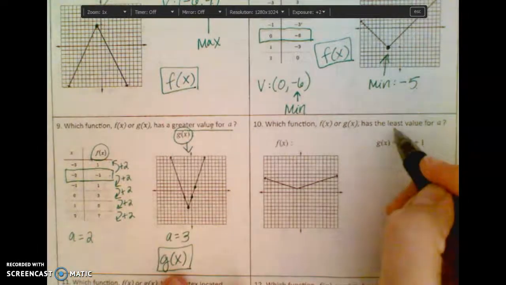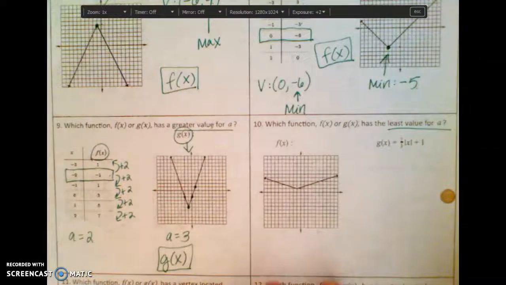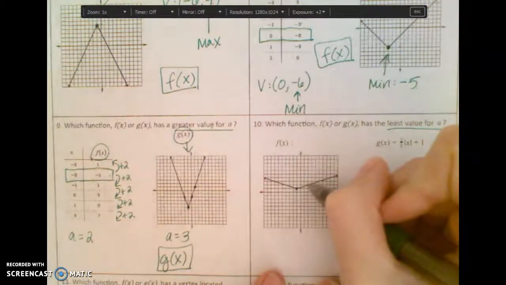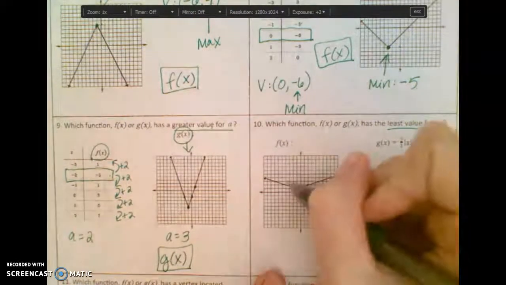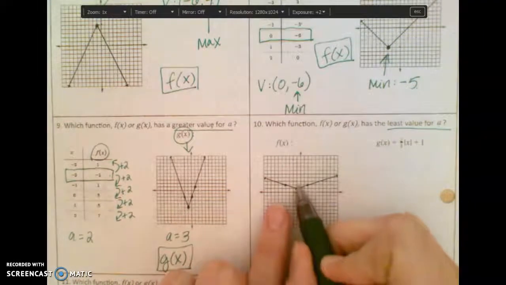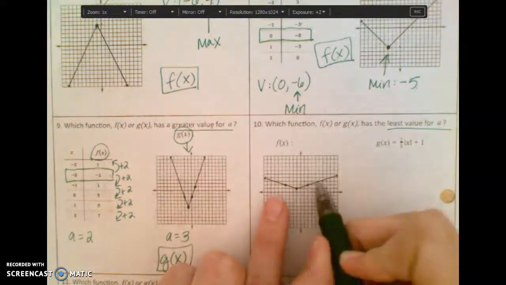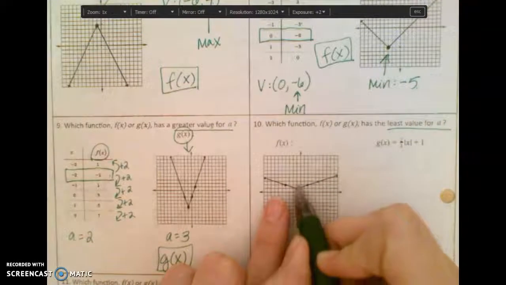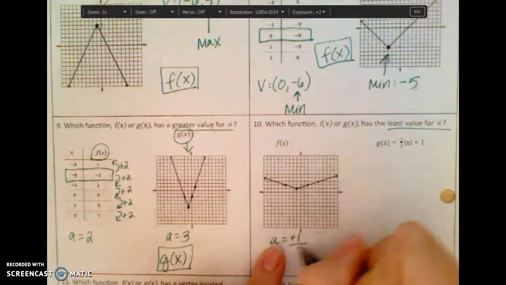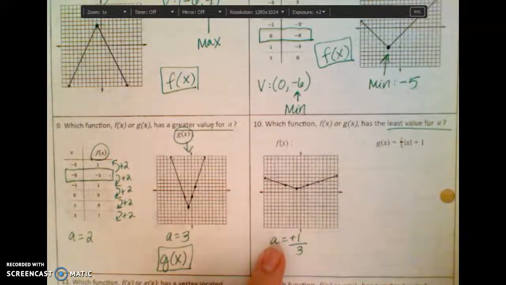Next one, we want to know which one has the least value for a. So let's look at this graph. Start at our vertex, find some other nice points, and count the a value. On this one, I'm going up 1 and over 3. So my a value is up 1 and over 3, positive 1/3.